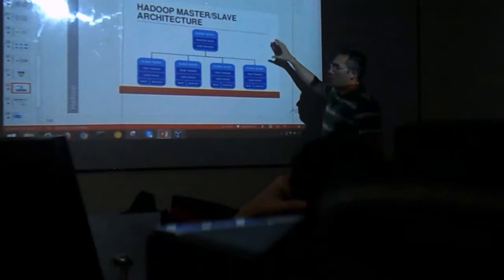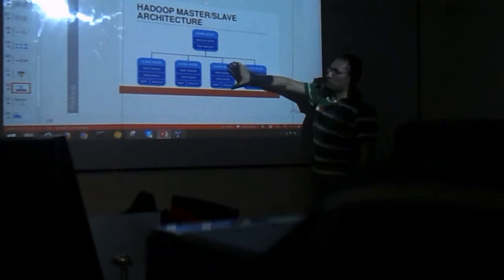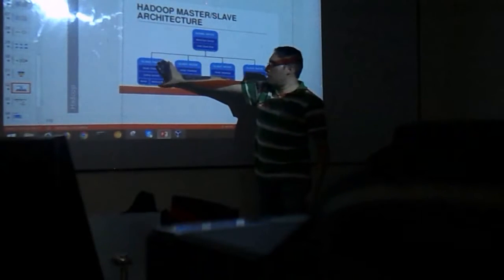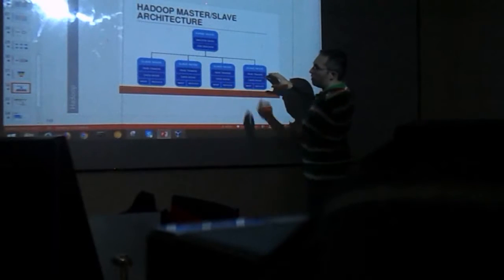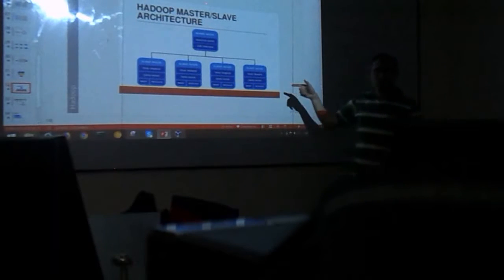We can have different nodes that are called slave nodes, and those slave nodes are called data nodes. And there is where the information is stored.